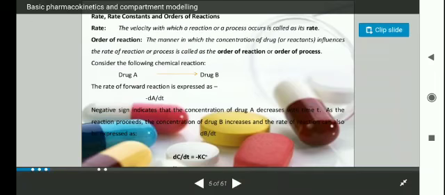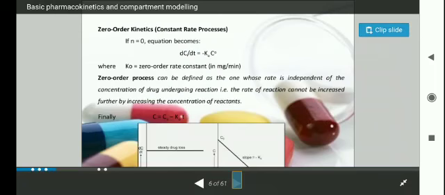Okay, so now we'll go with the rate. Now what is rate, what are rate constants, and what are orders of reactions. Okay, so the rate is nothing but the rate of a process or the rate of a reaction. And order of reactions is nothing but the concentration of the drug which influences the rate processes. If you consider drug A and drug B, the rate of forward reaction is minus dA by dt. This is a common one which we are getting from past years. And the basic equation will be dC by dt is equal to minus K C^n.